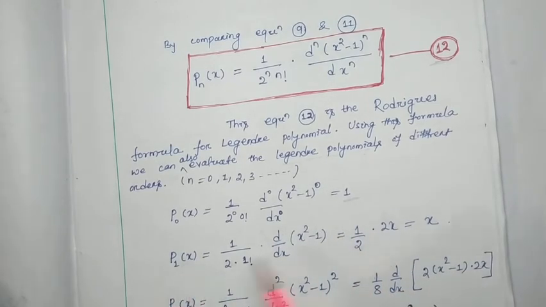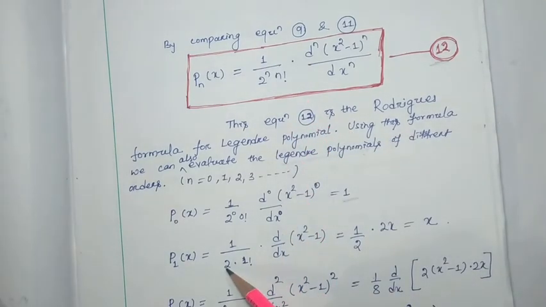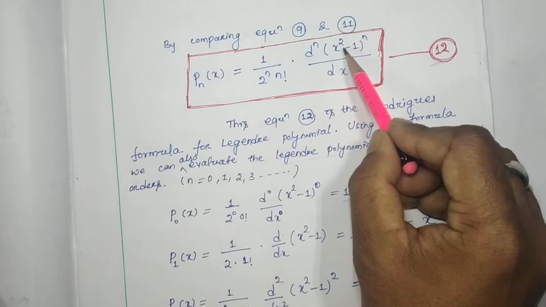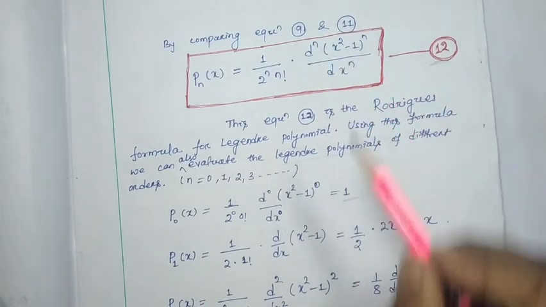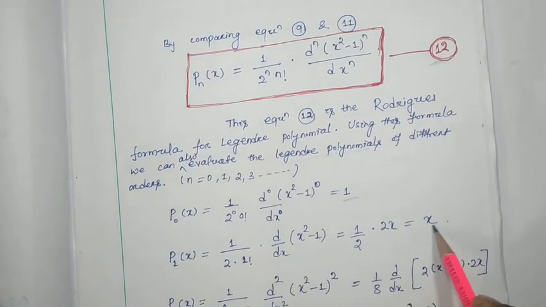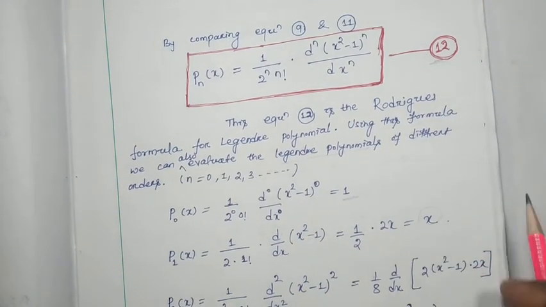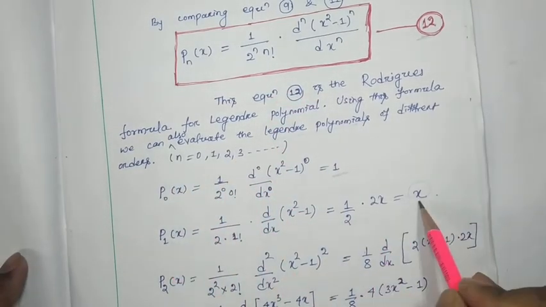The first order polynomial means 1 by 2 to the power 1, 1 factorial, into the first derivative of (x square minus 1) to the power 1, that means x square minus 1. So this answer will be x. So the first order Legendre polynomial, in this way from the Rodrigues formula also, we found x.